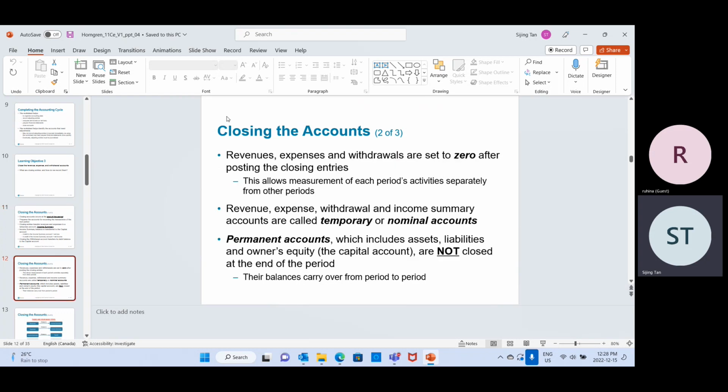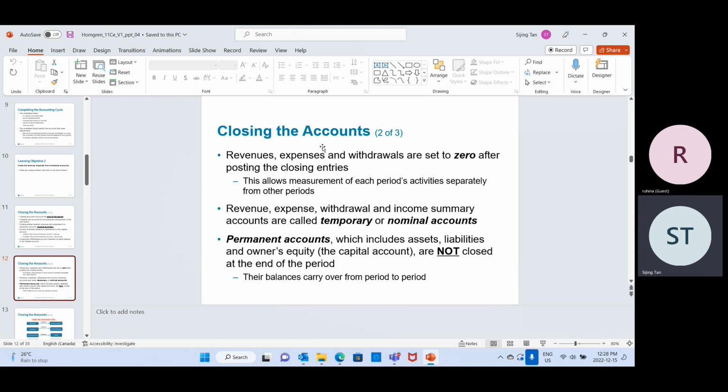Let's see from here. Temporary accounts are revenue, expenses, withdrawals, and the income summary account. Those are all temporary accounts. Permanent accounts, which are assets, liabilities, and owner's equity, are not closed at the end of the period. They carry over to the next period. So we only need to close revenue, expenses, withdrawals, and income summary. Memorize that.